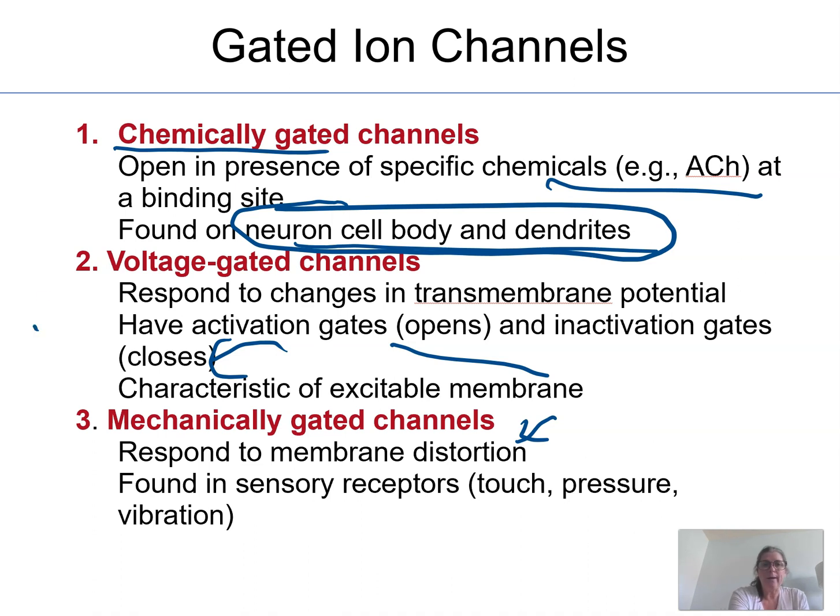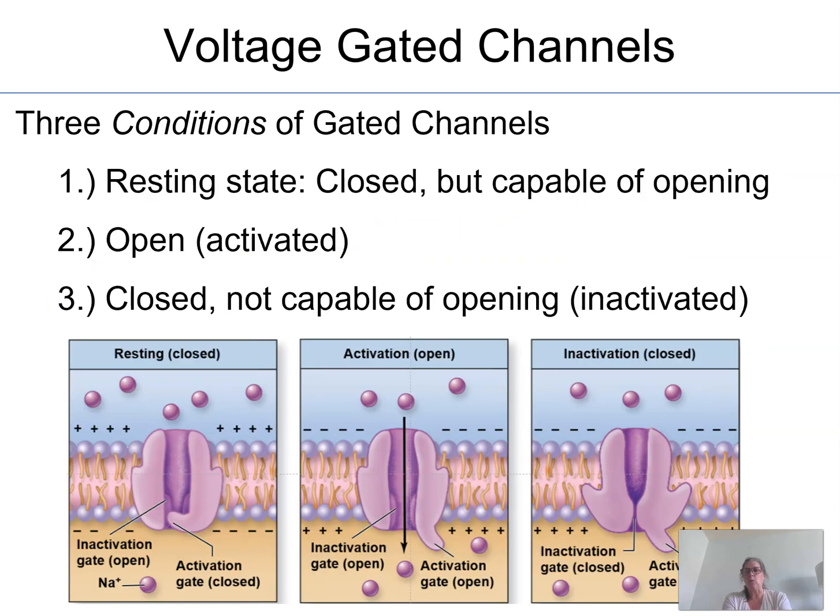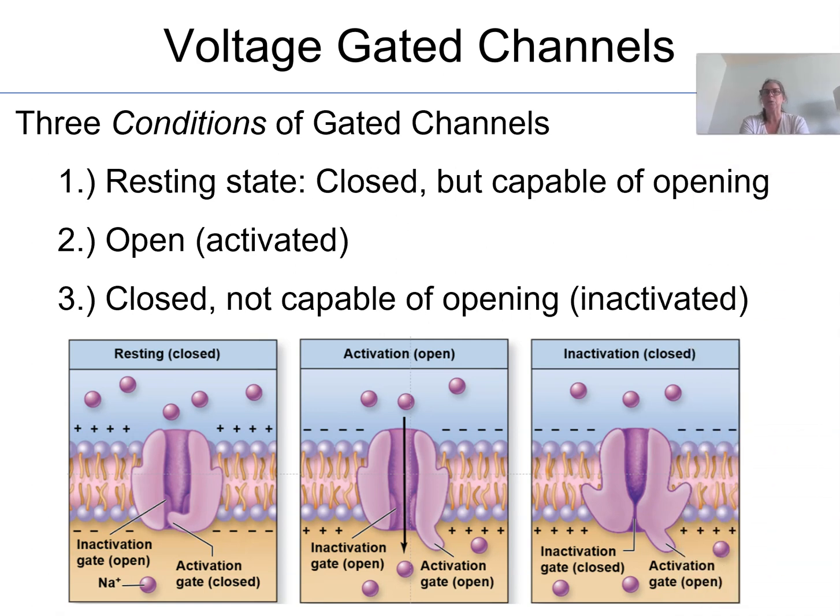So you might wonder, well, where are the voltage gated channels? Those are the ones that are on the axon. When we look at the voltage gated channels, they're kind of different because they have 3 possible scenarios they can be in. They can be in what's called the resting state. In the resting state, notice they're closed, but they're capable of opening. So if there was some sort of threshold stimulus, they would open. They could be already open, and once they're open, they're activated. Or they can be closed, but not capable of opening, and that's called inactivated. So there's 3 general states.